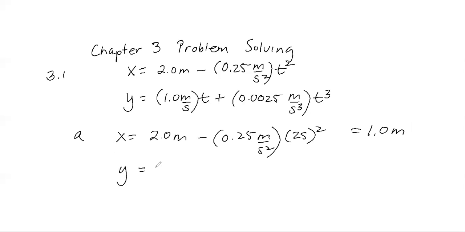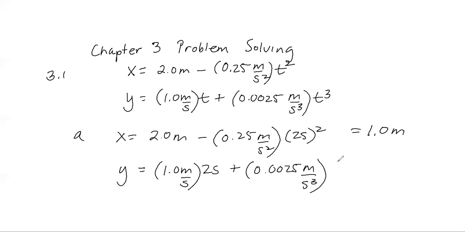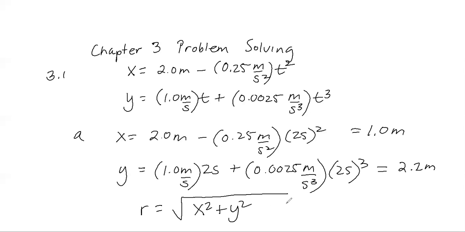And y is going to equal 1.0 meters per second times 2 seconds plus 0.0025 meters per second cubed times 2 seconds quantity cubed. The value there is going to be 2.2 meters. So this is my x coordinate right here, and that's my y coordinate. Now to find the distance, I'm just going to take the square root of the sum of the squares. R equals the square root of x squared plus y squared, equals the square root of 1.0 meter quantity squared plus 2.2 meters quantity squared. And the distance is going to be 2.4 meters from the lander.